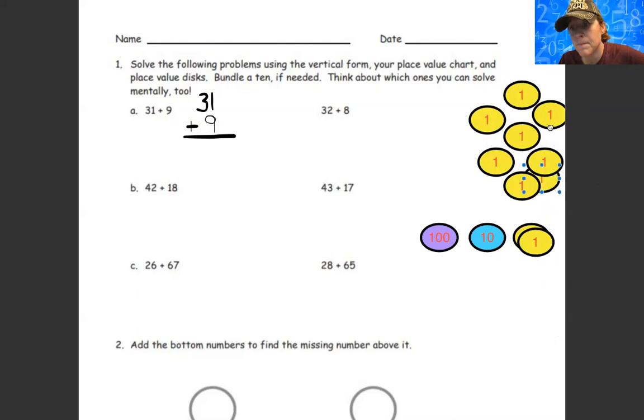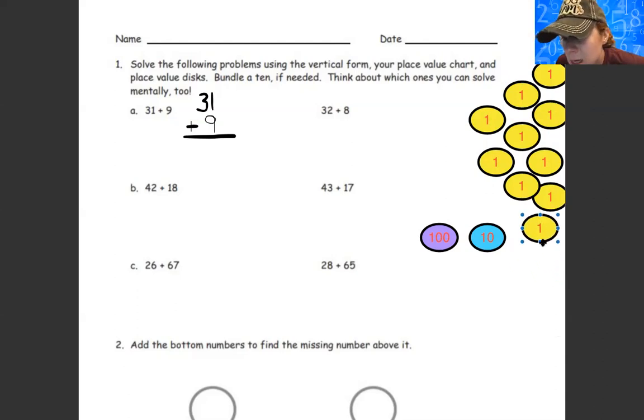Okay. I have my 9 ones. And then look, I'm going to add my 1 one to it. So now altogether I have 1, 2, 3, 4, 5, 6, 7, 8, 9, 10. I have a group of 10 ones. What does that mean? Yes, we bundle it together and we trade it in for a 10.